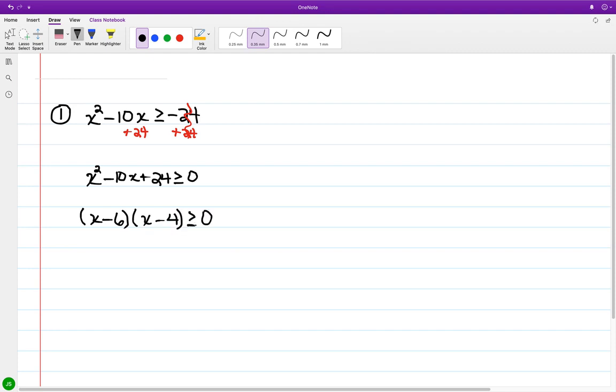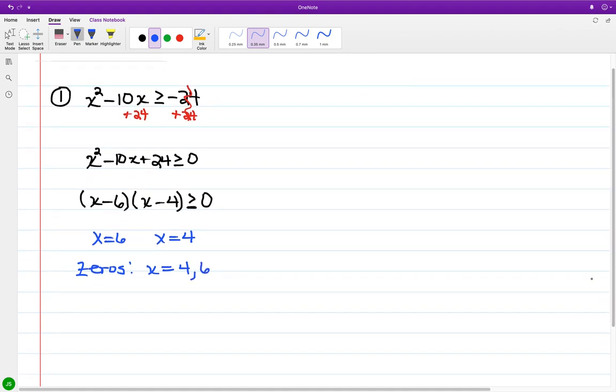to 0. If you were to determine the zeros from this, where we have the expression equal to 0, from x minus 6 we have that x is equal to 6, and from x minus 4, we have that x is equal to 4. I'm just going to rank order the zeros in increasing order, so we have the zeros again at 4 and 6.